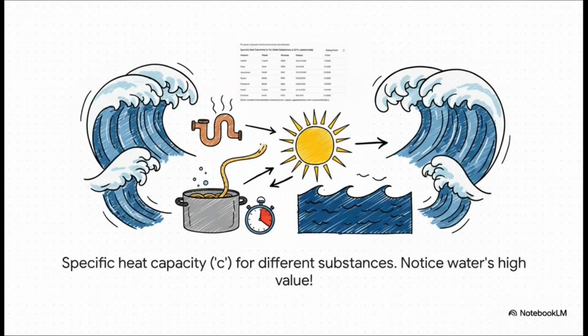Now, take a look at some of these values for c, the specific heat capacity. Check out water. Its value is a whopping 4,186 joules per kilogram per degree Celsius. Now compare that to something like copper, which is way down at 385. This means water needs over 10 times more energy to heat up than copper does. This super high specific heat is why oceans can absorb so much heat from the sun, and why it feels like it takes forever to boil a pot of water for pasta.